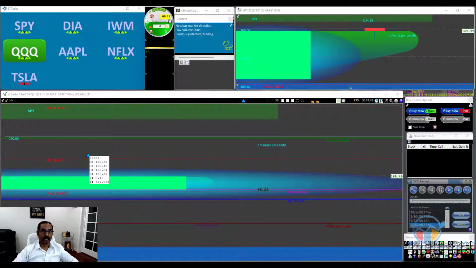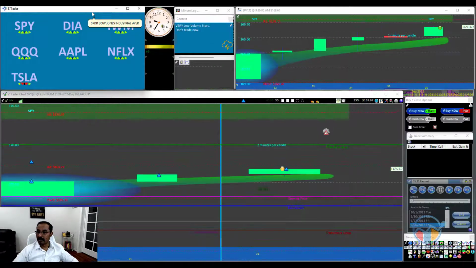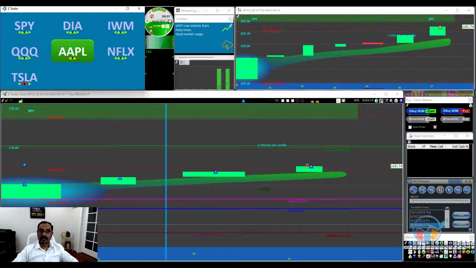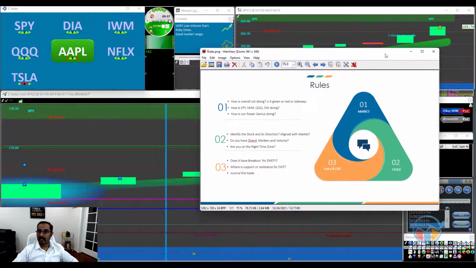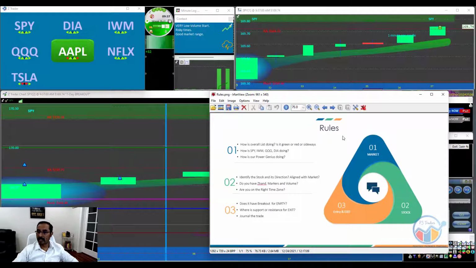Let me go back and explain what each of these rules means. So I pick up a day. Okay, when you see here, let's go one by one. So I have these rules. Market is the first one, right? So this overall list, is it showing a green trend or a red trend? For me, overall, it's a green trend.